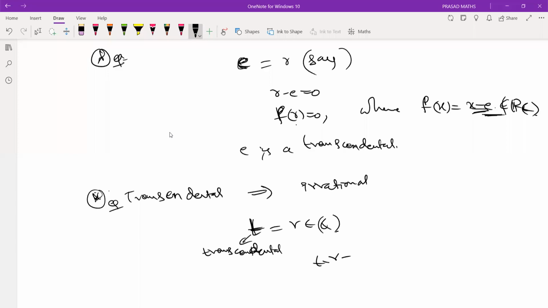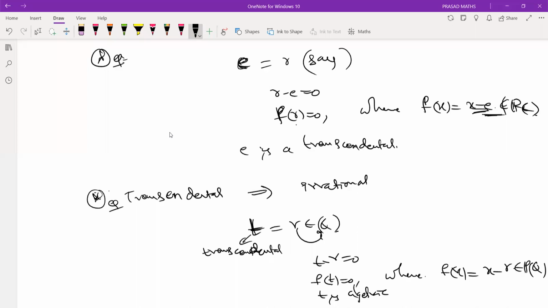t minus r is 0. Therefore f of t is 0. What is f of x? x minus r. So it is a polynomial over Q, because I took r as rational. But what is t actually? t is algebraic. t is a root of a polynomial with rational coefficients. Therefore t becomes algebraic. But t is transcendental. So this is a contradiction.